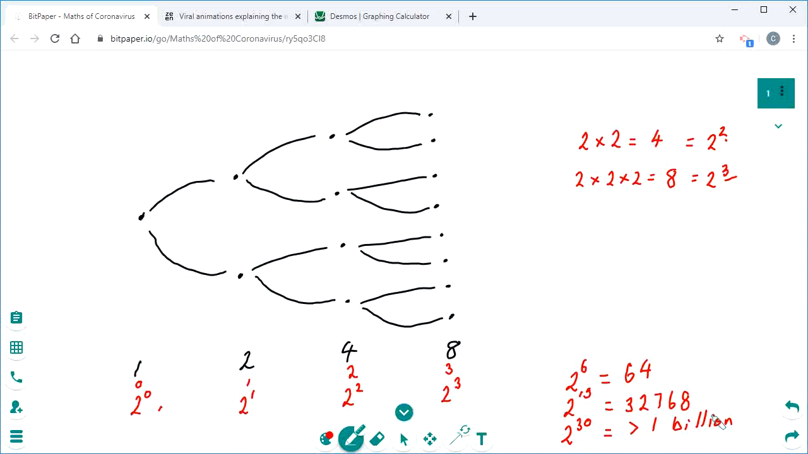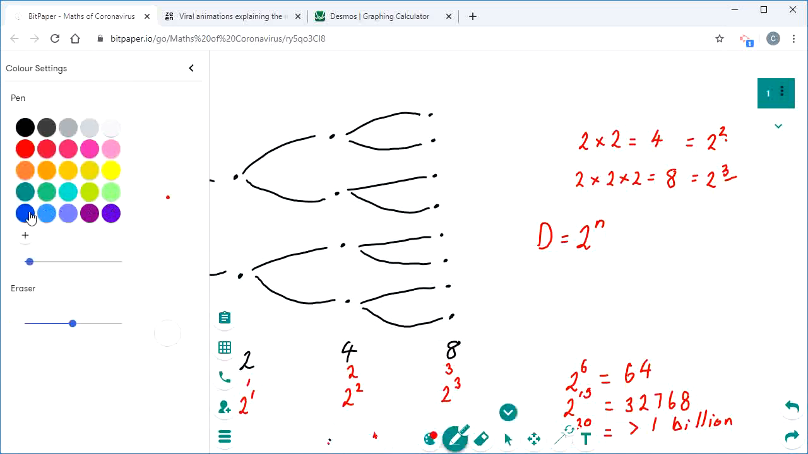The maths of the situation, we could say, is that D, which is the number of people that have the disease, is equal to 2 to the power of n, where n is how many times the virus is spread. And that particular type of equation, where we've got a letter or variable up in the top, is called an exponential equation, because we have an exponent, which is this letter up here as an index. So this is what we call an exponential equation.